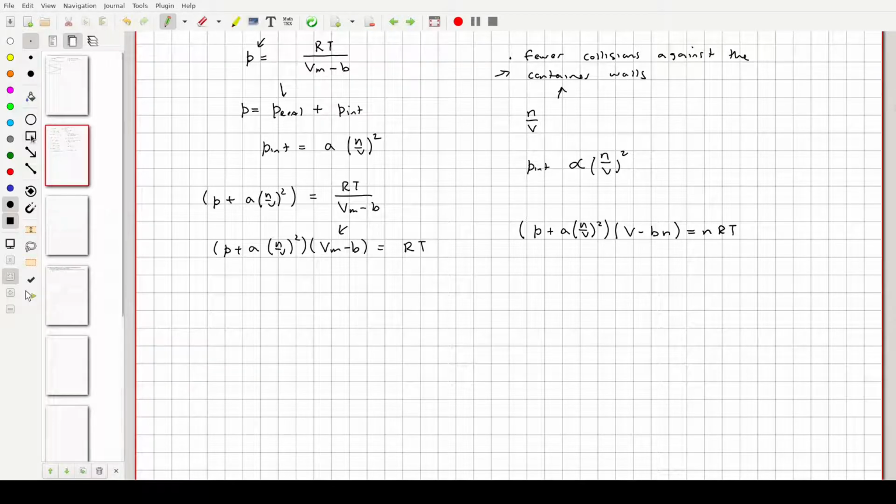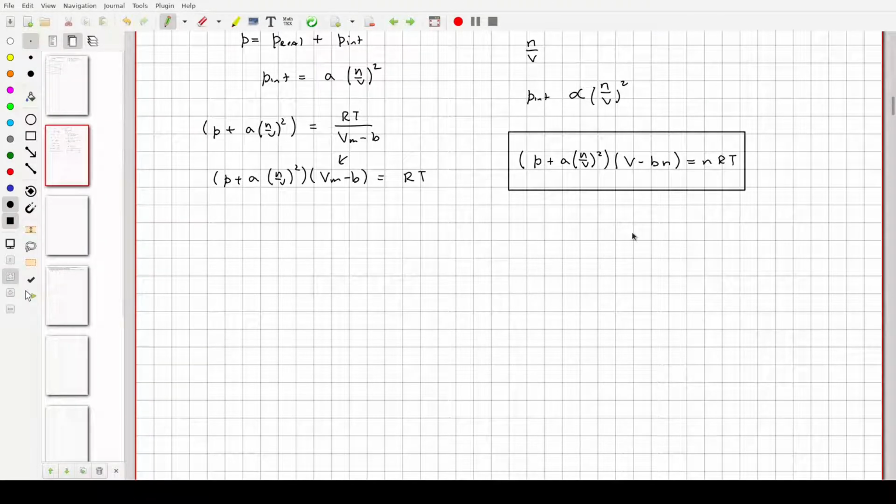Now, this is the first correction that you would really make to the ideal gas law in order to get things to agree a little bit better with experiment. And this has a name. It's called the van der Waals equation.